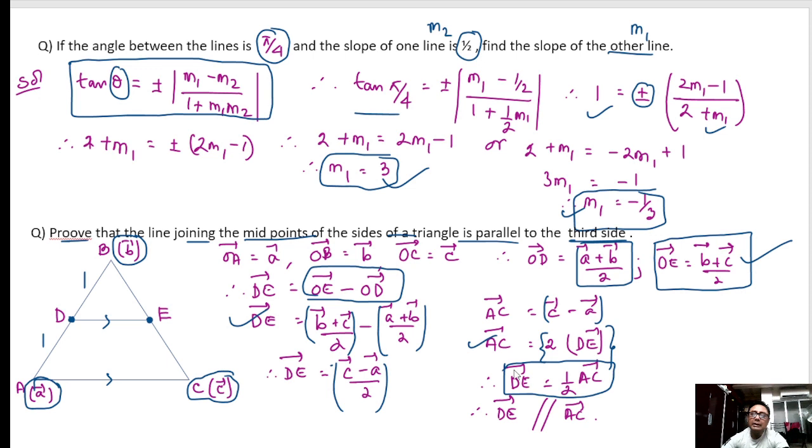Now DE is half times AC and in the same direction, that means it is proved DE is a multiple of AC, so DE will be parallel to AC. Please remember this: if a vector is a multiple of another vector, that means the vectors are parallel. Please keep this in mind. So we have proved that DE is parallel to the third side.